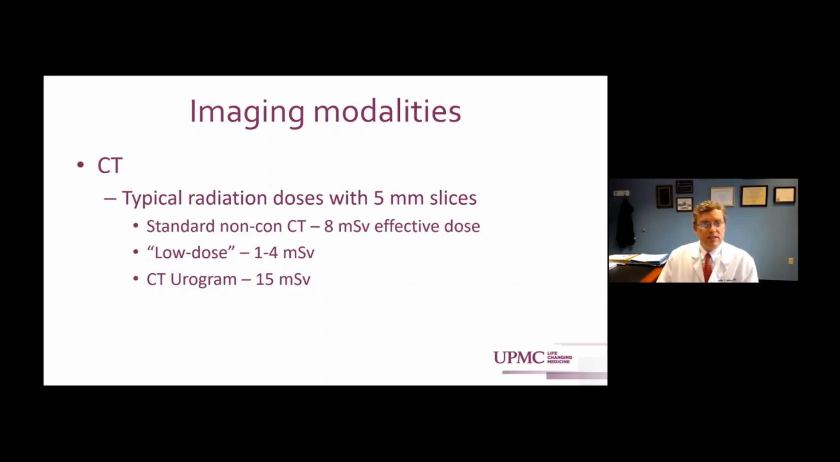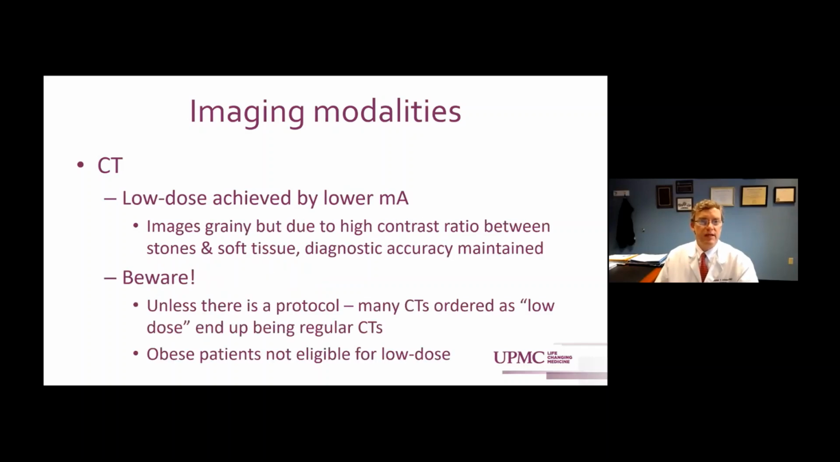The low-dose CT scan is also typically 5mm slices, but at a lower milliamperage, and therefore giving you effective doses of only 1 to 4 millisieverts, the one being the so-called ultra-low-dose CT scans. And again, I'll mention a little bit more about that in a second, but CT urogram, in comparison, tends to be at least 15 millisieverts, so really a lot more exposure, and you do have to, when you order that, be sure that that is worth the information that you're getting.